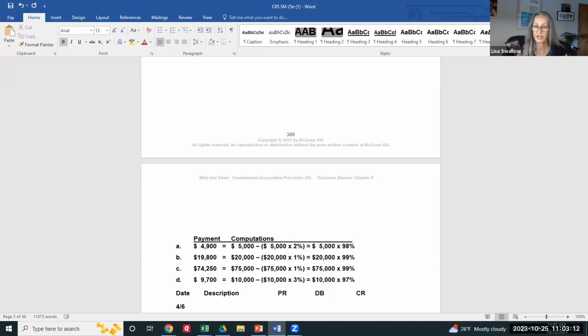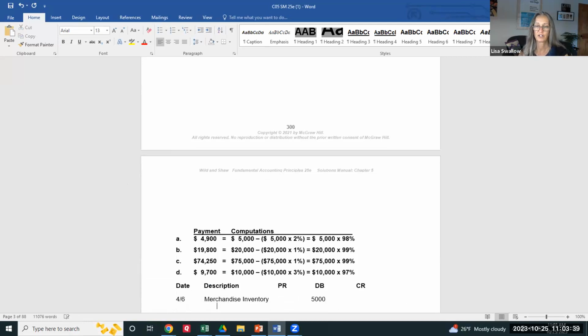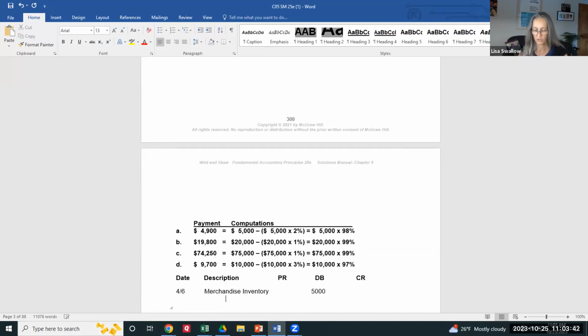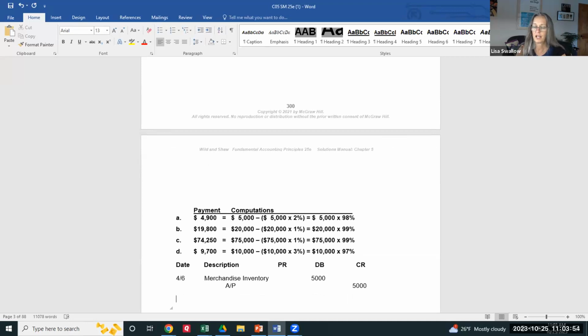Okay, so what I did when I got the inventory is I debited my account called merchandise inventory. What financial statement does merchandise inventory show up on? It shows up on your balance sheet because it is a current asset. So when I got the inventory in-house, 5,000 bucks, and I told the vendor that I would pay them later, my credit is to what? $5,000. Okay. Then I go back up again.